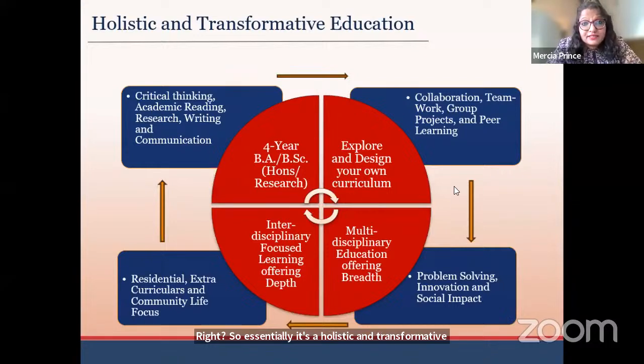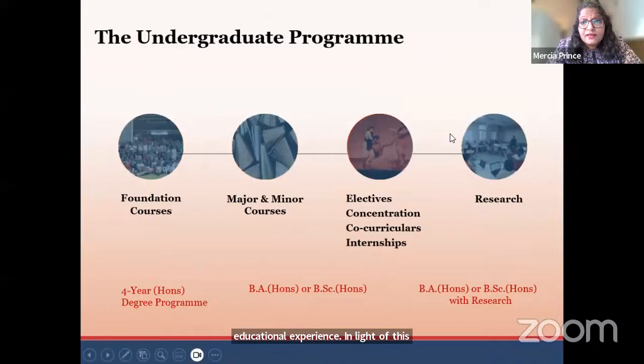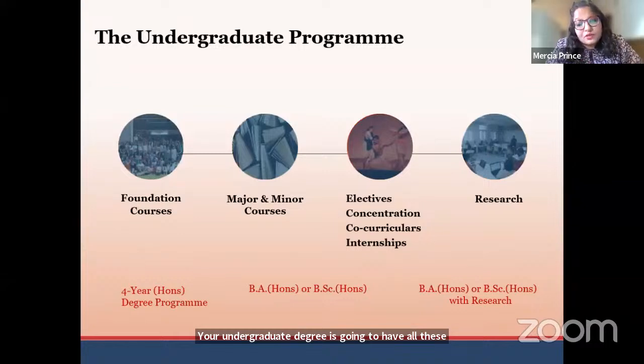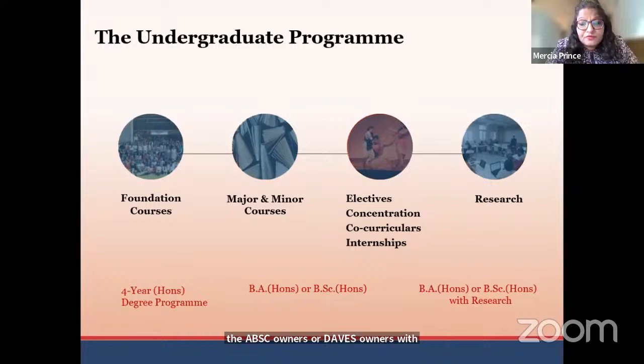In light of this, very quickly, an overview of what the program looks like. Your undergraduate degree is going to have all these components. It's, like I said, a 4-year program, BA BSc Honors or BA BSc Honors with Research. That's what you'll get with the 4 years. If you leave at 3 years, you'll get a BA or BSc Honors, depending on what you major in.